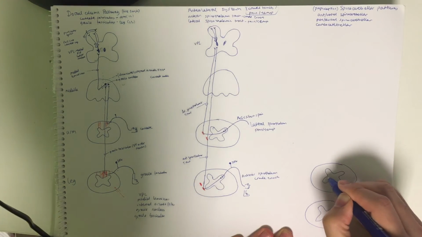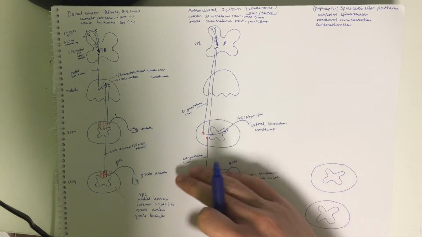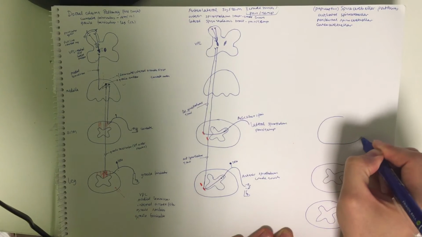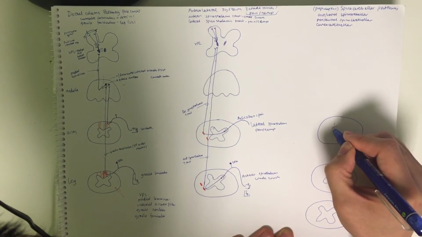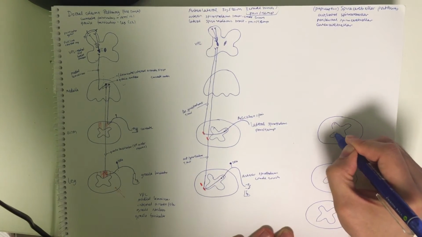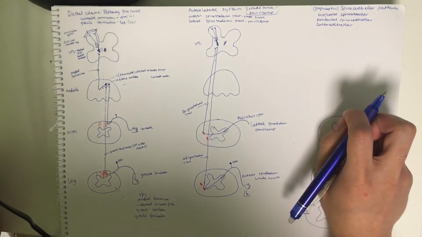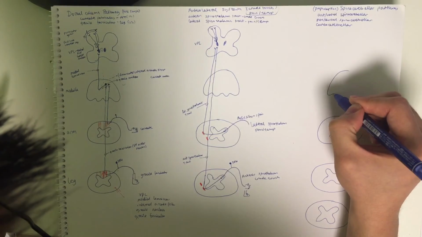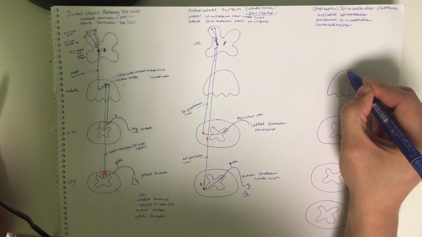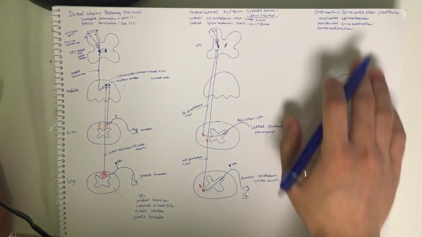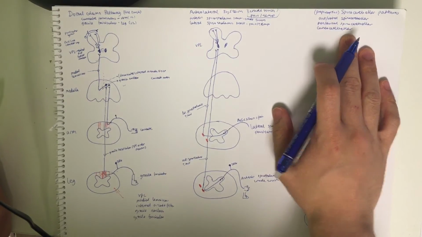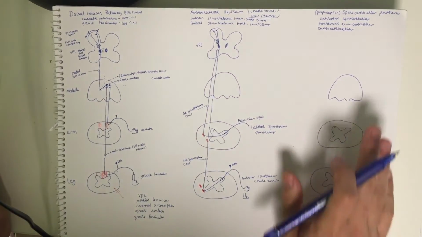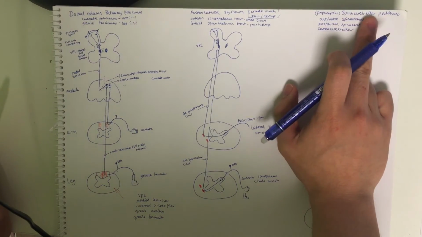And you'll realize why I drew these together at the level of the leg in a moment. And then here is the third one. Okay, and then we're going to draw the medulla. I'm not going to draw the cerebral cortex. Okay, for this one now, it says spinocerebellar.